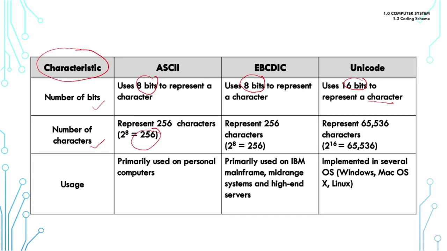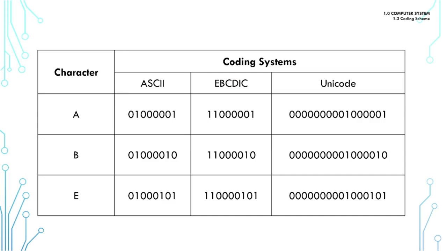Okay, so untuk ASCII and then EBCDIC, while for Unicode can represent 65,536 different characters. Ini untuk Unicode. Usage for ASCII, so use in personal computer, mini computer. Yang adalah EBCDIC ni pula biasanya digunakan untuk server. So for IBM mainframe, mid-range system and high-end server. While for Unicode, implemented for operating system, so which is for Windows operating system, Mac OS, okay, Macintosh, and then Linux.